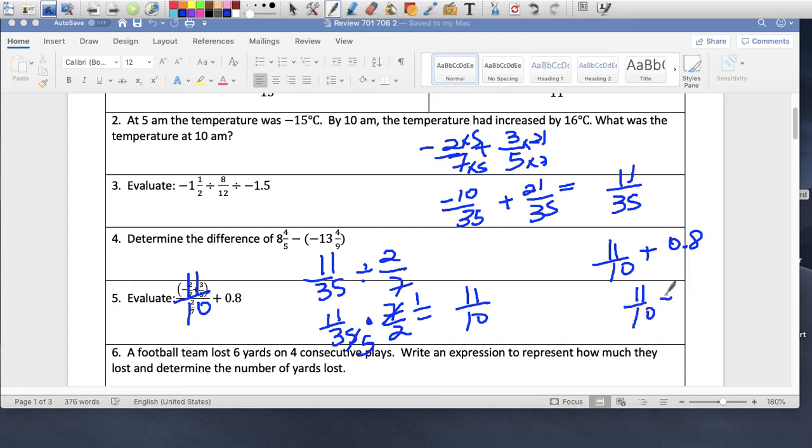11 over 10, and what's 0.8 as a fraction? 8 over 10. Look how simple that becomes. So it's just two fractions being added. The bottom stays the same. 11 plus 8 is 19. Or 1 and 9 over 10, whichever one you prefer.